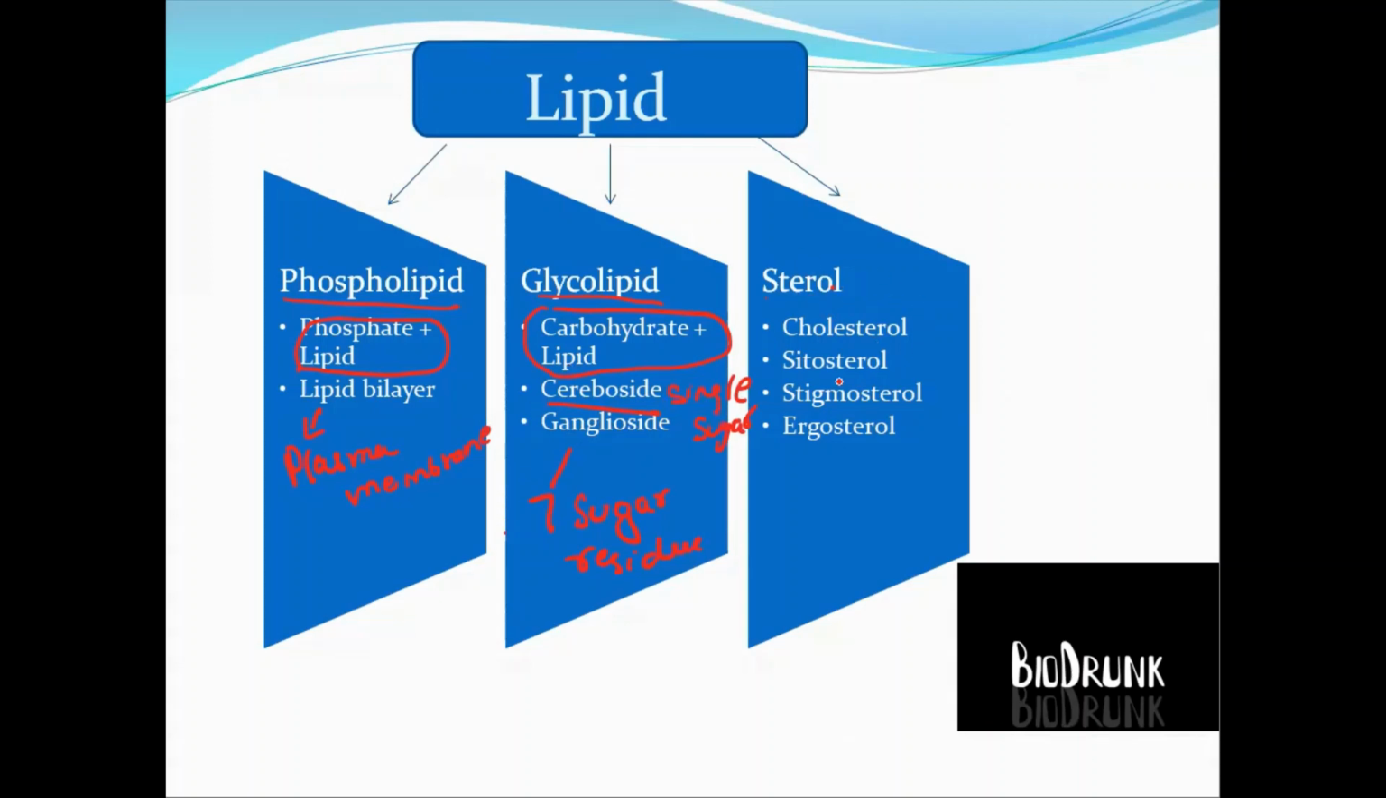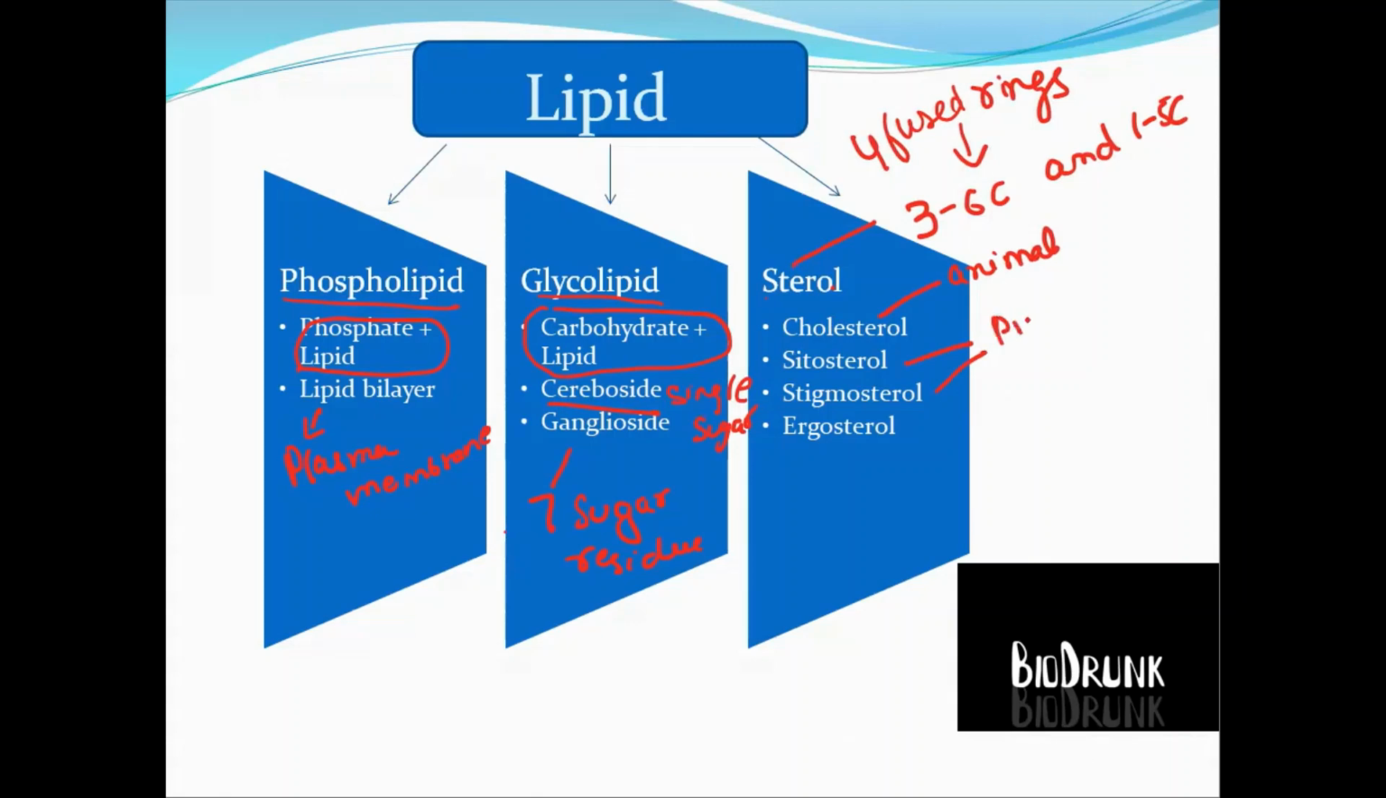Then you have sterol. What is sterol? Sterol is the basic structure of the steroid nucleus. It contains 4 fused rings, made up of three 6-carbon rings and one 5-carbon ring. They give a very rigid structure. Cholesterol, which is only present in animal cells, is very important for the plasma membrane. Then you have sitosterol and stigmasterol, which are present in plants, and ergosterol in fungi. So this was about the types of lipids.